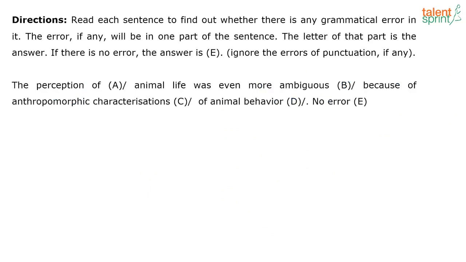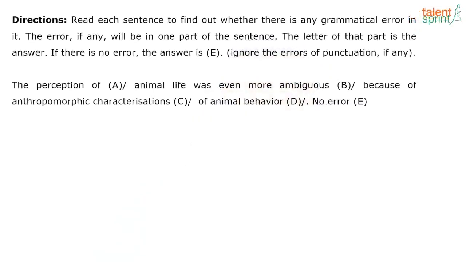The perception of animal life was even more ambiguous because of anthropomorphic characterizations of animal behavior. Some major scientific terms and all. But let's see if you're able to identify this. The perception of animal life was even more ambiguous because of anthropomorphic characterizations of animal behavior. As much as we need to watch out for errors, we also need to know when to stop wasting time on a question and not look for an error. And if you look at that question, there is no error in that question actually.